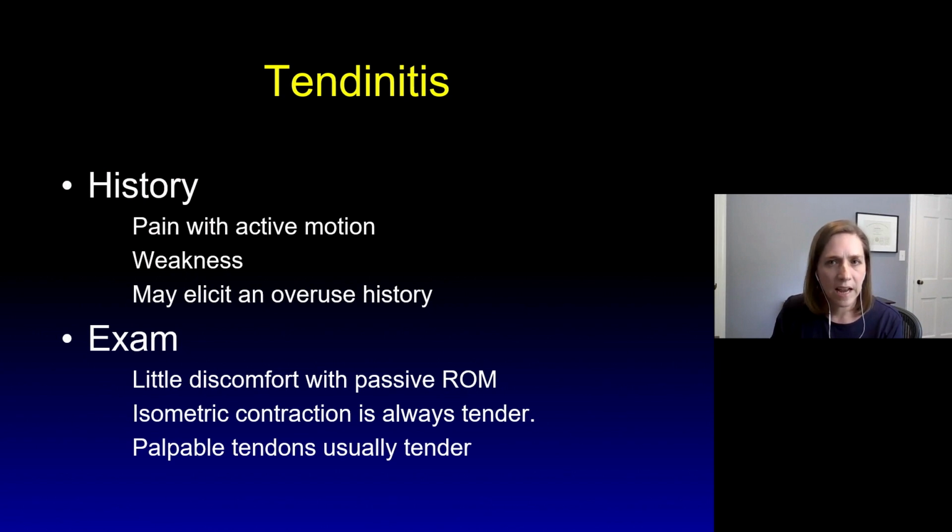So when we think about tendinitis, what you're trying to elicit from the history is pain with active motion. There may be weakness associated with that pain because they don't want to move it because it hurts. And as you're taking the history, you want to try to get an overuse history. Maybe somebody is lifting their arms a lot to put things on a shelf and putting their arms over their head, and that is contributing to the tendinitis. On examination, you always want to be doing passive and active range of motion. And what you will see with tendinitis is that there is very little discomfort with passive range of motion. So if you do the movement for them, it should not hurt much. But if they try to do it themselves, it will be tender.